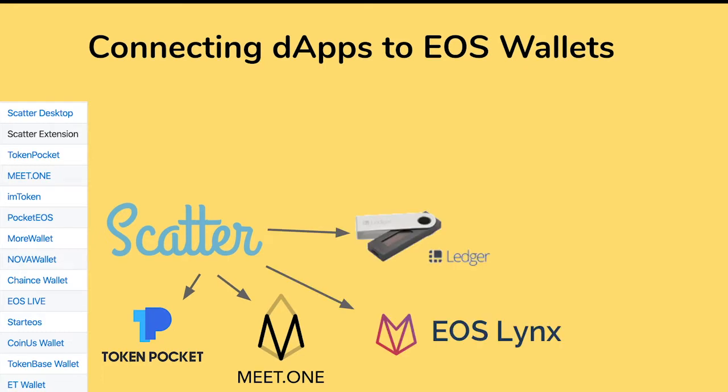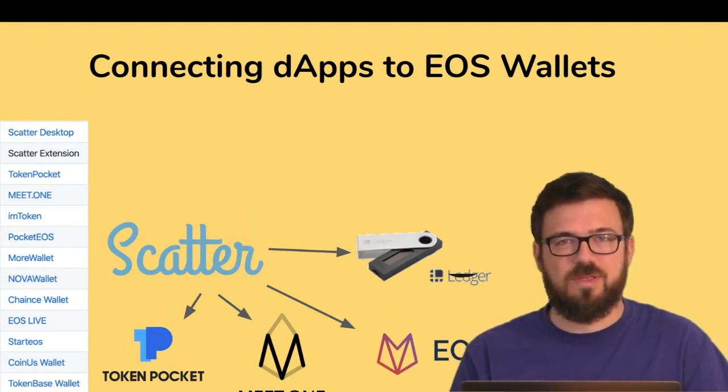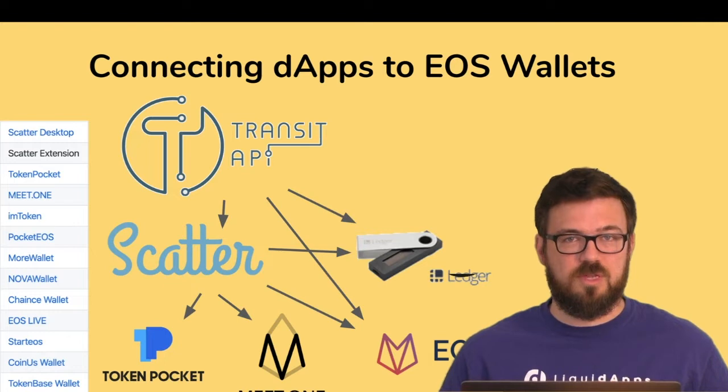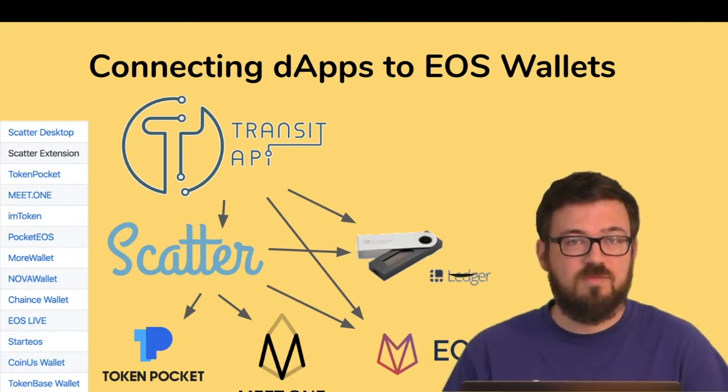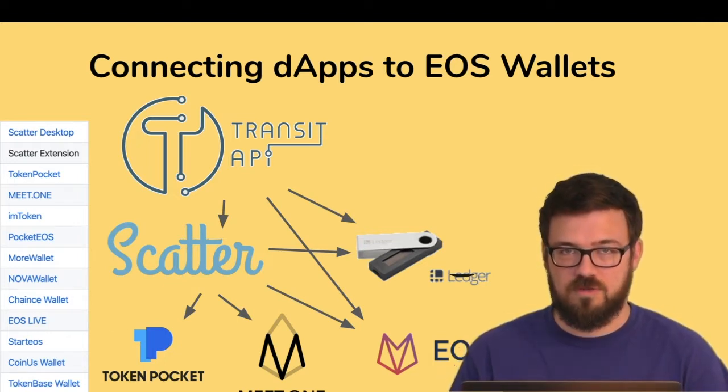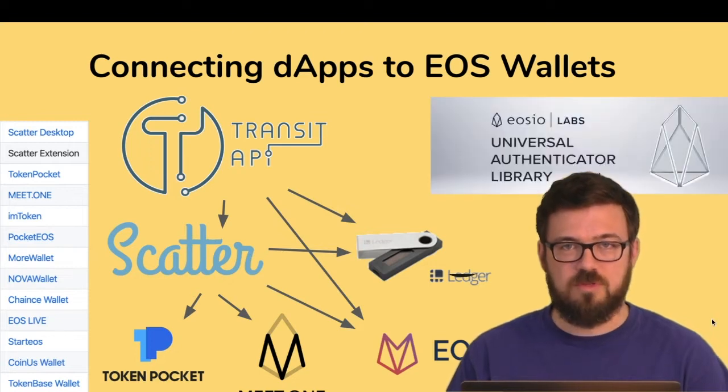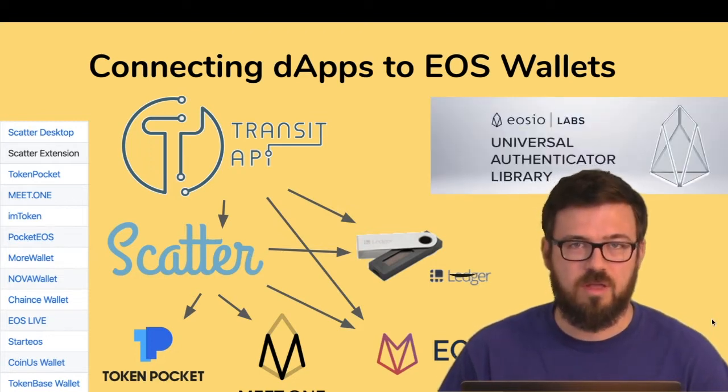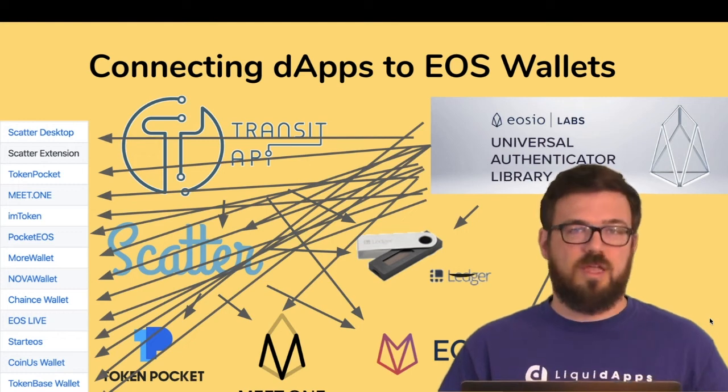Scatter also includes a plugin for the popular wallet EOS Links, and Scatter will let you connect to a Ledger wallet. EOS New York this year came out with Transit API, which lets you connect to all of these wallets and even enables more options that Scatter doesn't. And then Block.One dropped the Universal Authenticator library, which further complicates matters.